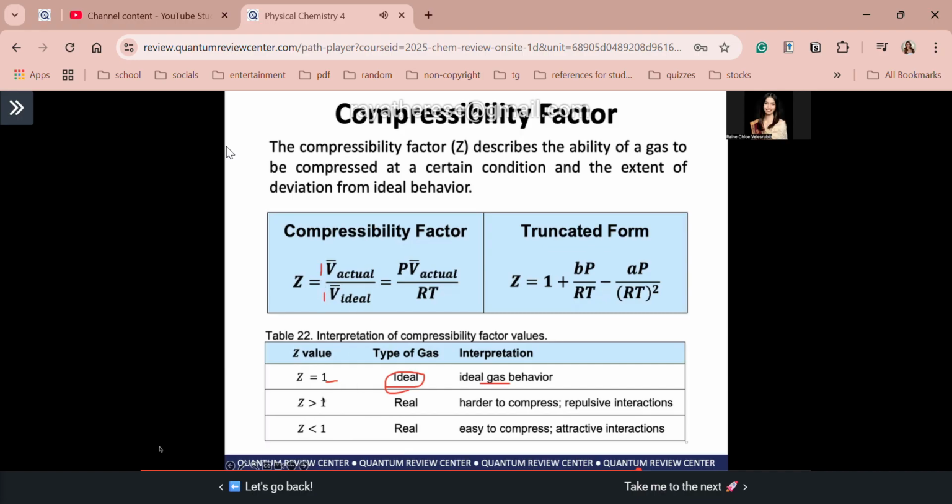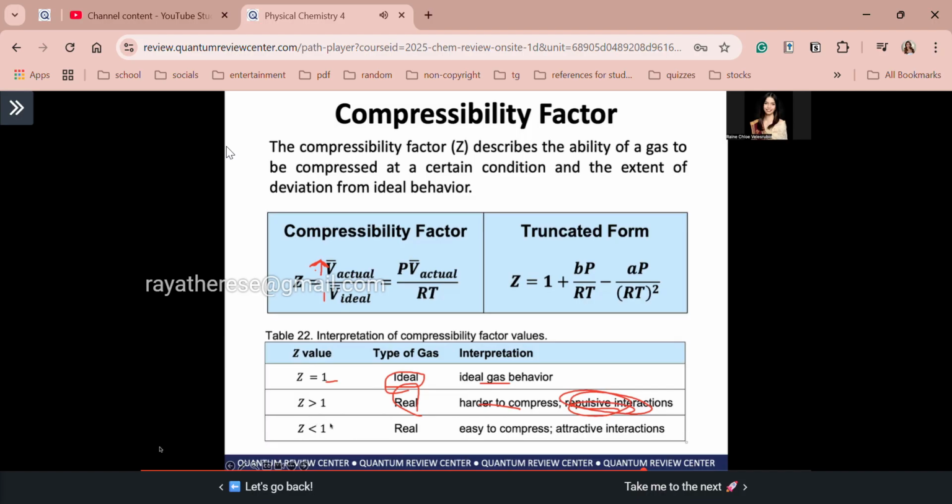And then next, if you have Z is greater than 1, then your actual volume will be different from your ideal volume. That's why you will have a real gas that is harder to compress. So when Z is greater than 1, then assuming that ideal volume is still the same, V actual is greater, meaning it is harder to compress because of the repulsive interactions between the gas molecules. So when the gas molecules repel each other, then the volume of your gas will expand. That's why Z is greater than 1.